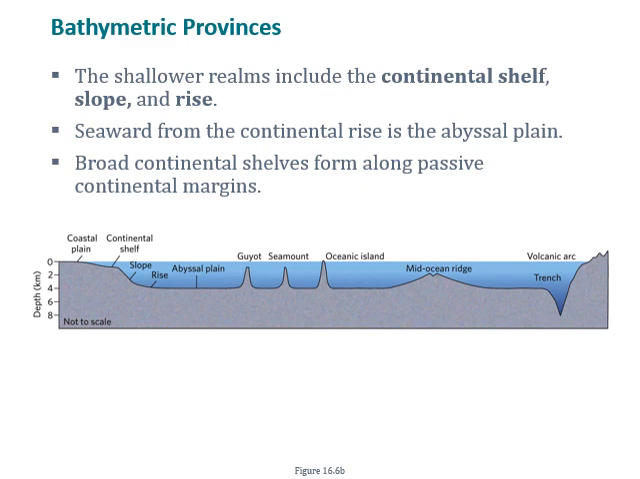Guyots, seamounts, and oceanic islands can exist in any place as a result of hotspot activity, or they can be close to mid-ocean ridges as vestiges of the mid-ocean ridge volcanism.